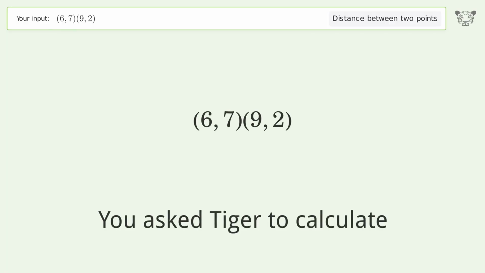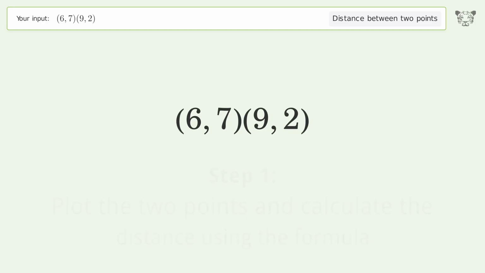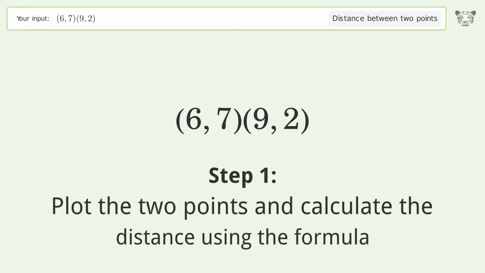You ask Tiger to calculate. This deals with the distance between 2 points. The distance between the 2 points is the square root of 34, or 5.831. Let's solve it step by step. Plot the 2 points and calculate the distance using the formula.